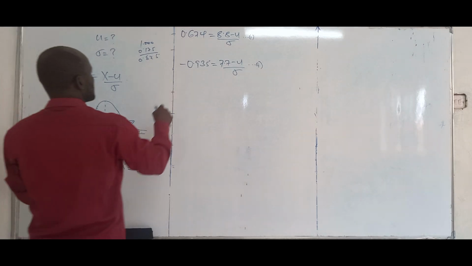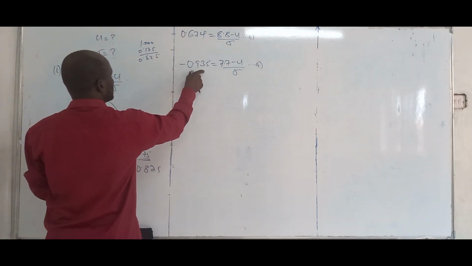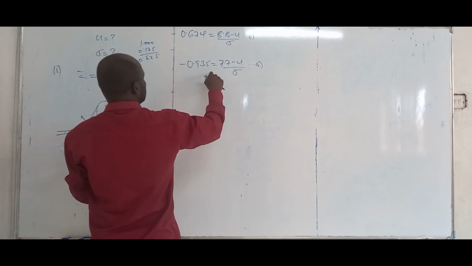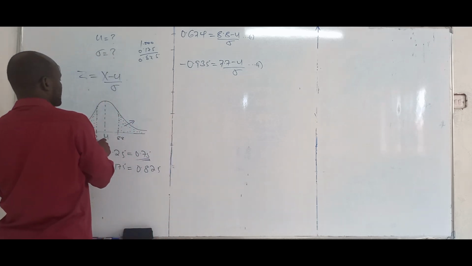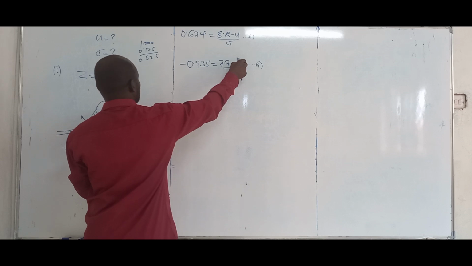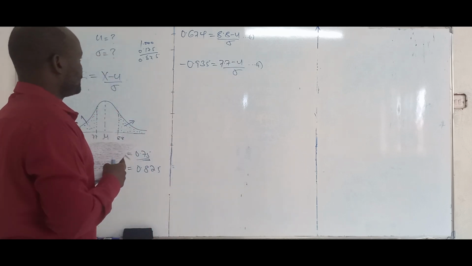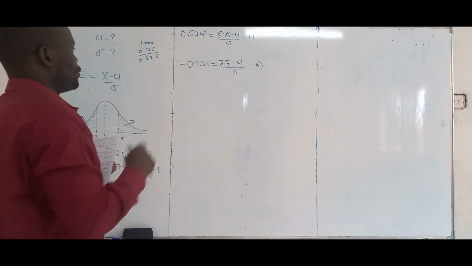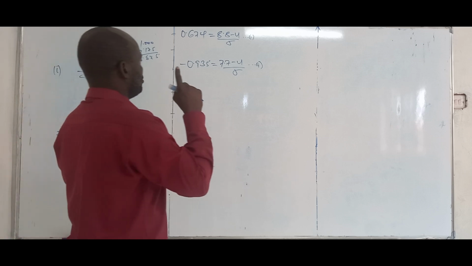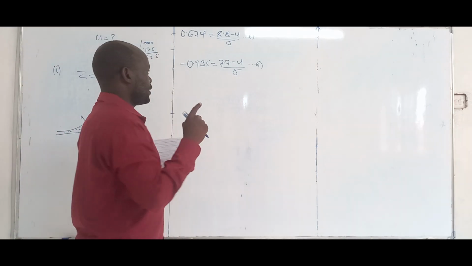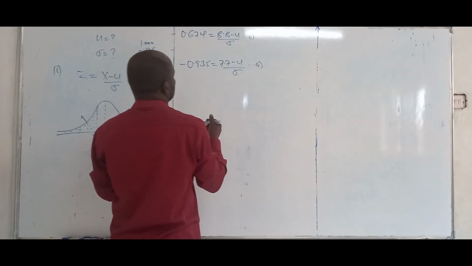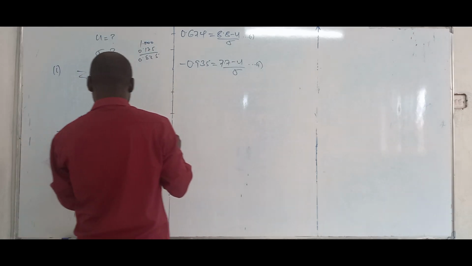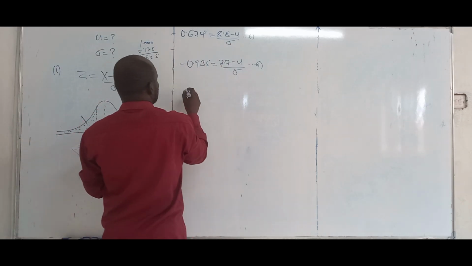Now, the reason why we give this z-score value a negative is that, if you look at this, we expect the mean to be greater than this. So solving these two simultaneously, you might use the quadratic formula, but let me see. There's no need for a quadratic formula.